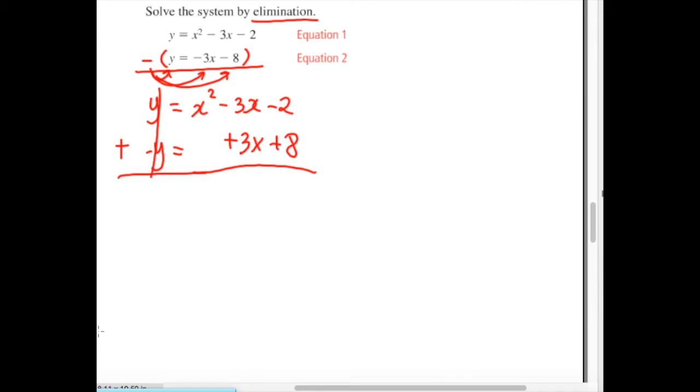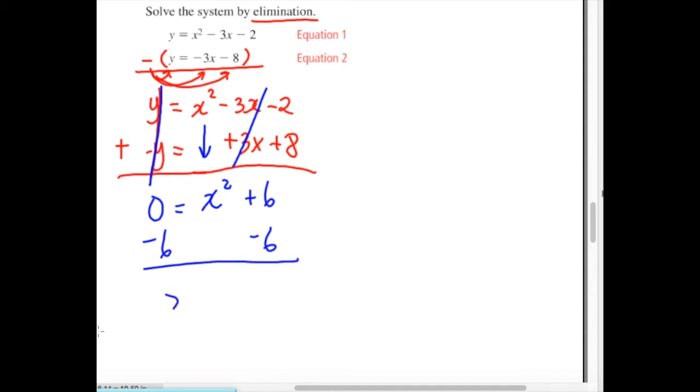So my left side becomes 0, and we're left with x squared. And then the x terms also become 0, so negative 3x plus 3x is 0. And then negative 2 plus 8 will be positive 6. So now you notice that this is solving quadratics, but we have x squared plus c values. So let's isolate x squared equals d so that we can take square roots. So, solving by using square roots. Subtract 6 on both sides, and x squared is equal to negative 6.